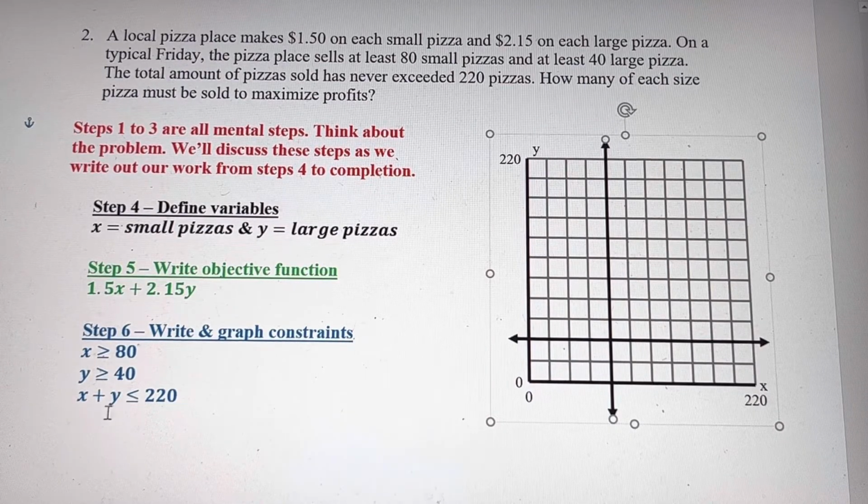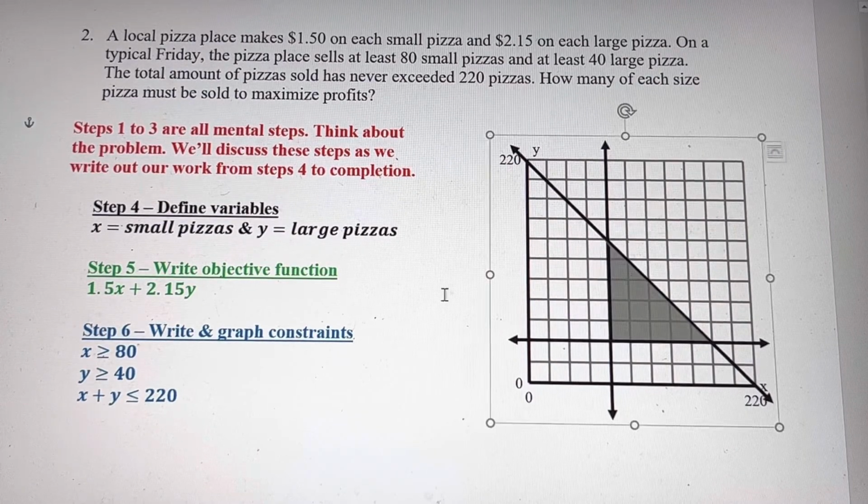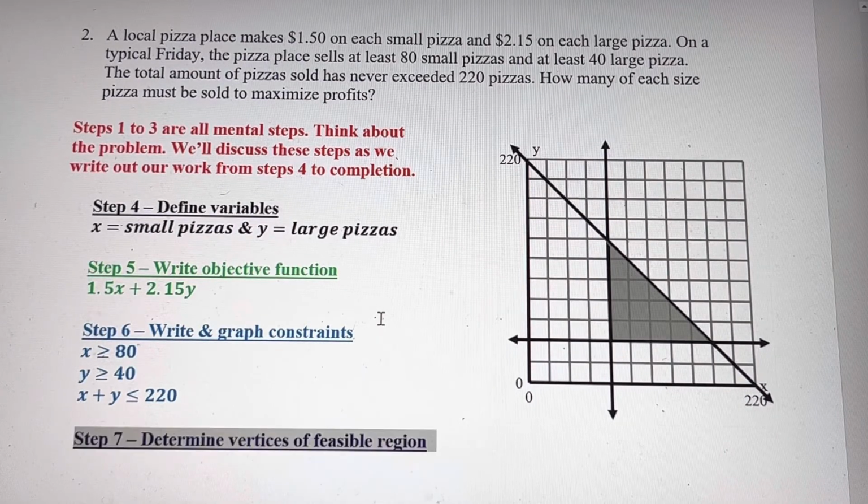And then finally, X plus Y is less than or equal to 220. My Y-intercept and my X-intercept are both going to be 220. So it's going to be this line right here, and we would shade below that. So this triangular region right here is going to be our feasible region.